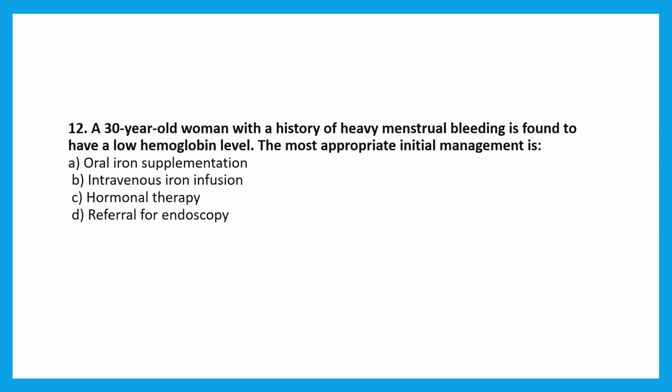All right. 12. A 30-year-old woman with a history of heavy menstrual bleeding is found to have a low hemoglobin level. The most appropriate initial management is what? I think we even discussed this, question number 12 also. And we said oral iron supplementation, okay, to replenish the stores, because in this case, this is the first-line management. So 12, we have A there, okay.